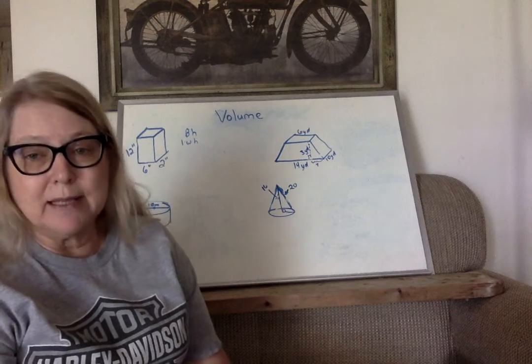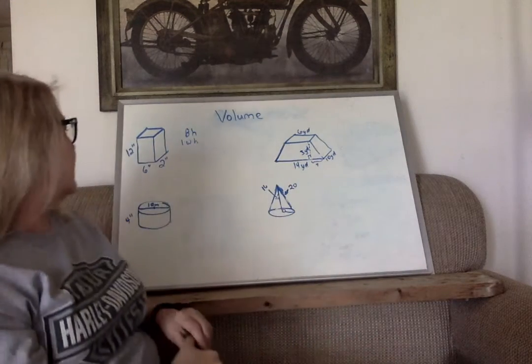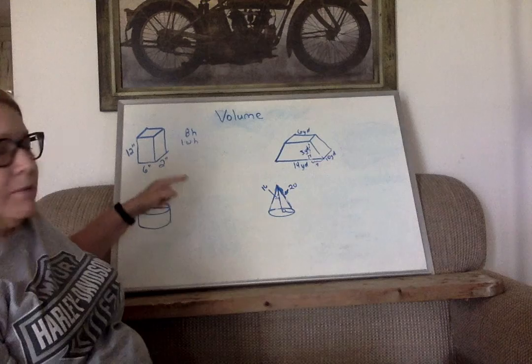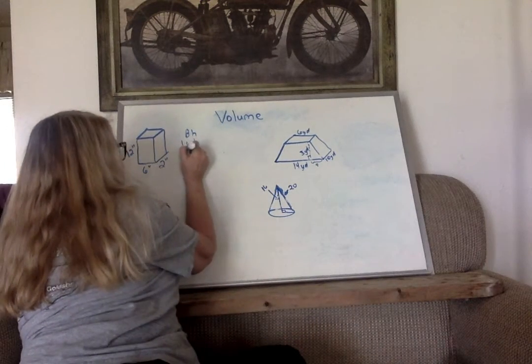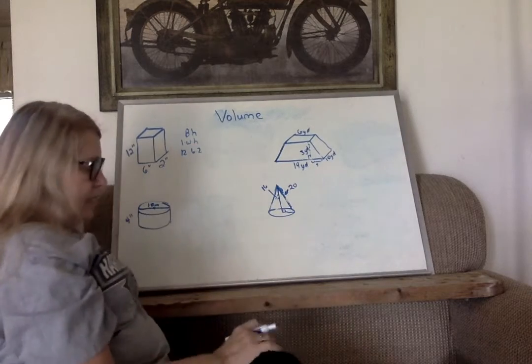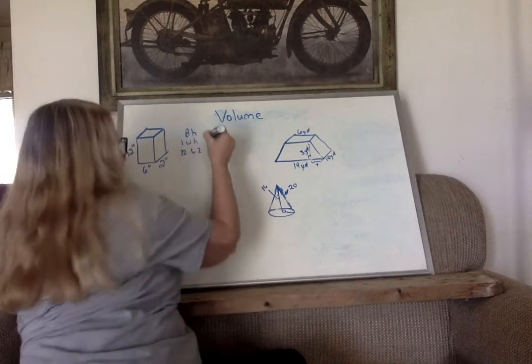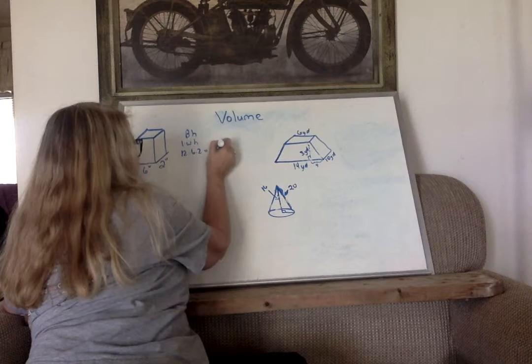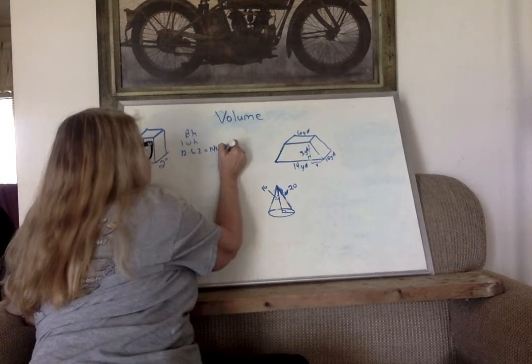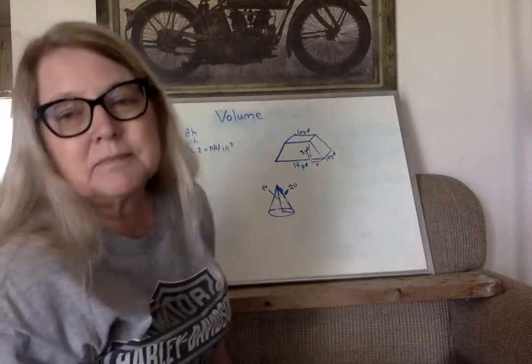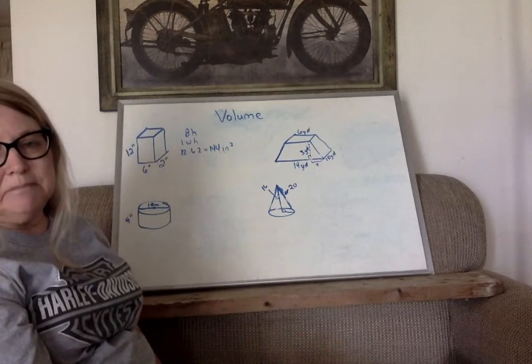That's one you've memorized. And so in this case, we have 12 times 6 times 2. Doesn't matter which order. 12 times 6 times 2. 72 times 2 is 144. Since it's the air inside, it's labeled inches cubed. Okay, so that's fairly easy.